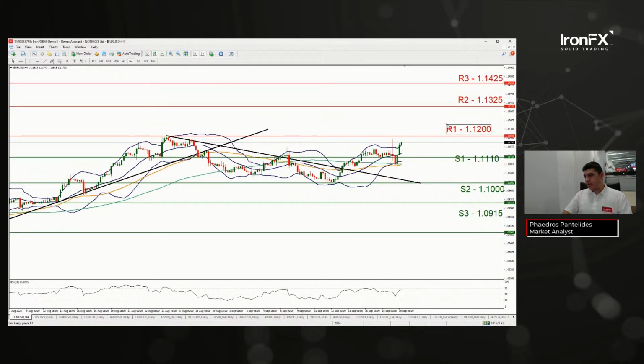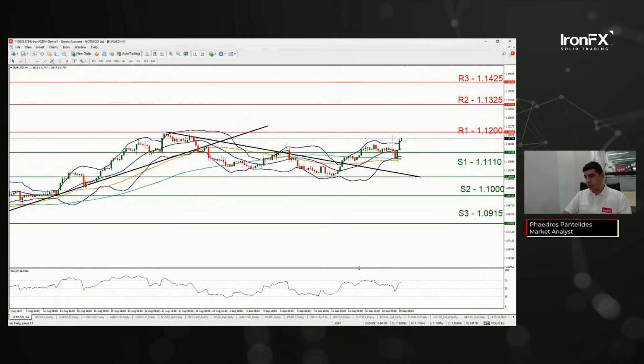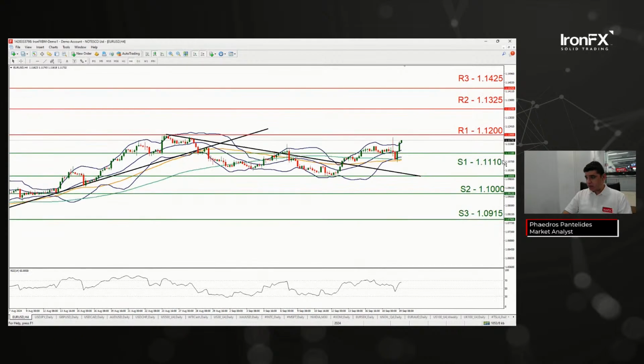For now, we are keeping those support and resistance levels. For the euro, I am maintaining a bullish outlook due to the fact that the Fed has officially begun its rate cutting cycle. As such, euro against the US dollar appears to be moving in an upwards fashion. Simply look at the RSI indicator below our charts. It is at 65, which does imply a bullish market sentiment. However, for that bullish market sentiment to continue, I would require a clear break above R1 at 1.120.